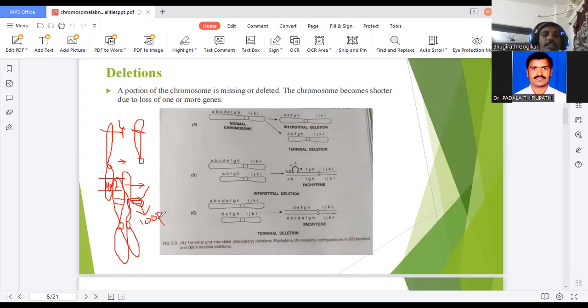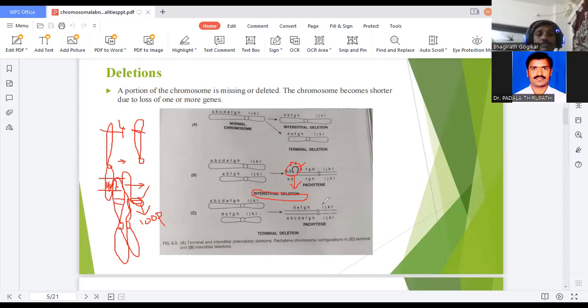So deletions are of two types. One is deficiency, terminal deficiency or terminal deletion. The second one is intercalary deletion. Intercalary deletion means, see here, this is the bubble-like portion formed in the homologous chromosome, because here CD is missing. The corresponding homologous part is missing. That's why in one chromosome a bubble-like projection is formed, indicating that the homologous part is missing in the other chromosome. So this is called interstitial deletion or intercalary deletion.